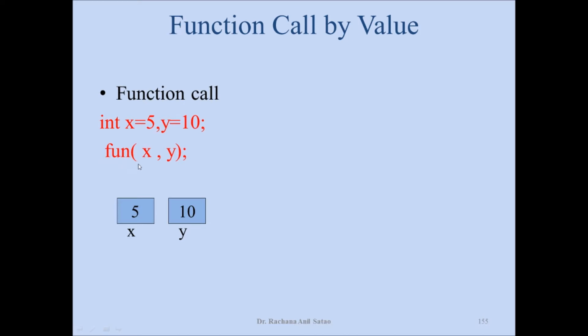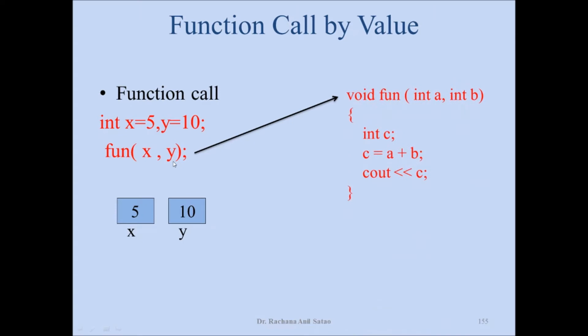Now here you can see I'm calling one function fun. This fun is a function to which I'm passing these two parameters. These are called actual parameters. The value of x is 5, the value of y is 10, and I am passing these values. In the function definition, you can see the formal parameters integer a and integer b are declared. Return type is void.